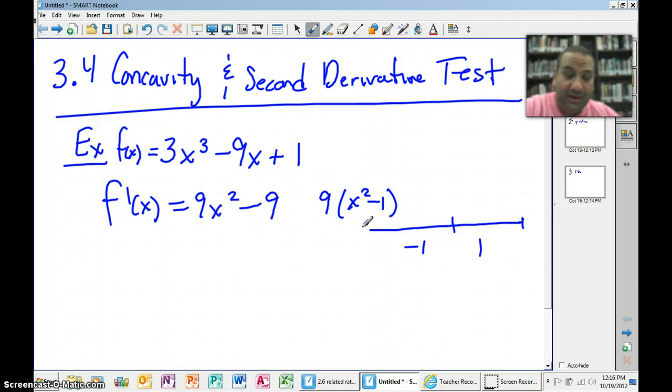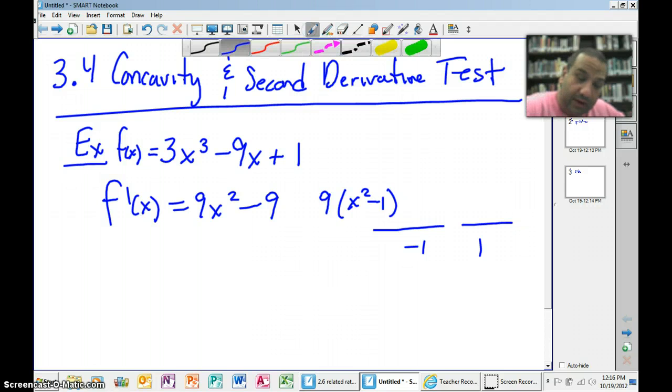We're going to do our sign analysis in the first derivative. Usually, I put slash marks at the numbers. So, let's test 0. When you plug in 0, it's negative. When you plug in something negative, like negative a million, it's positive. When you plug in a million, it's positive.